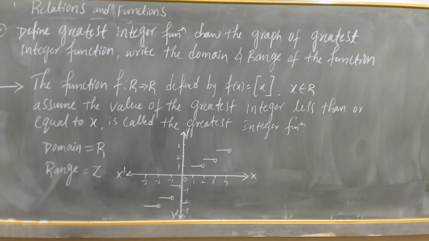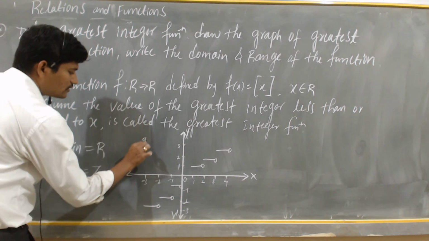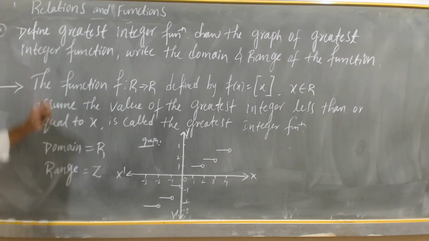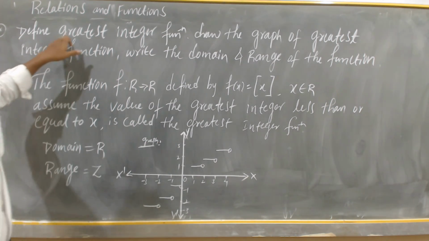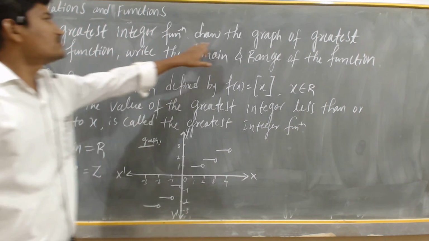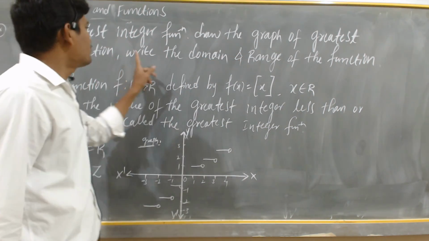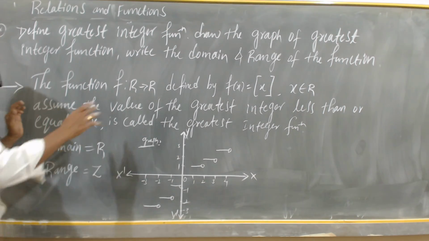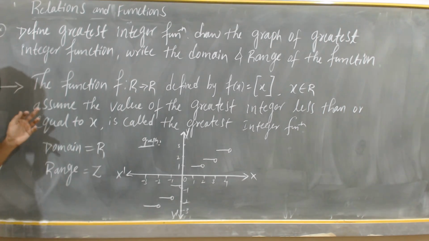Okay, dear students, this is your graph. It is the graph of the greatest integer function. The concept is: define a greatest integer function, draw the graph of a greatest integer function, and write its domain and range. This is your question. Now first of all we will write the greatest integer function.